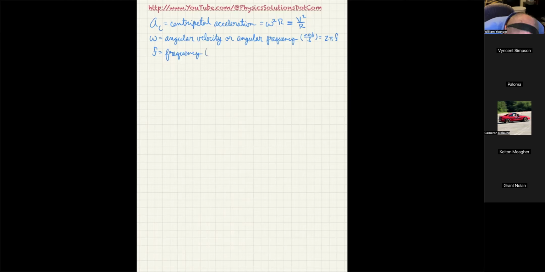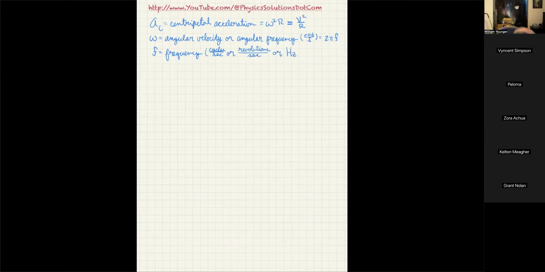And that is measured in cycles per second, or revolutions per second, which is what we call hertz, the same thing as cycles per second. Of course, you might actually see some old literature, especially in government documents, where they call it CPS, cycles per second. But that's what the frequency is.